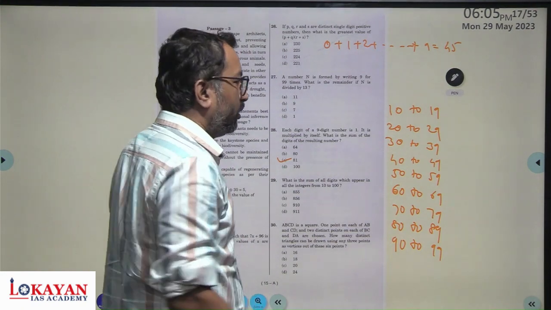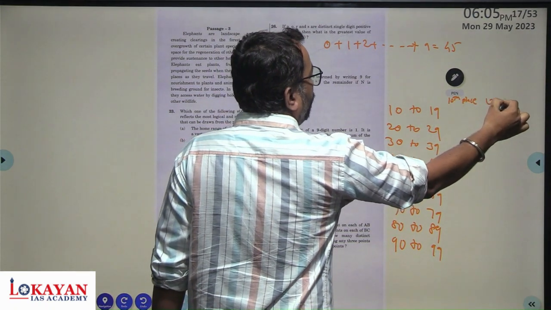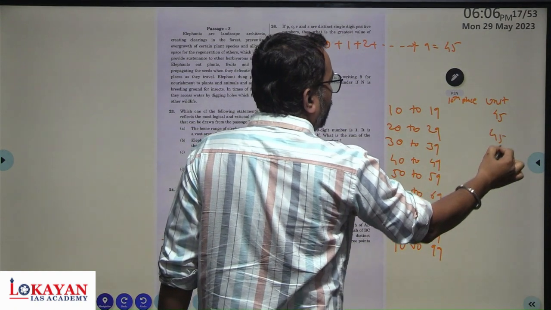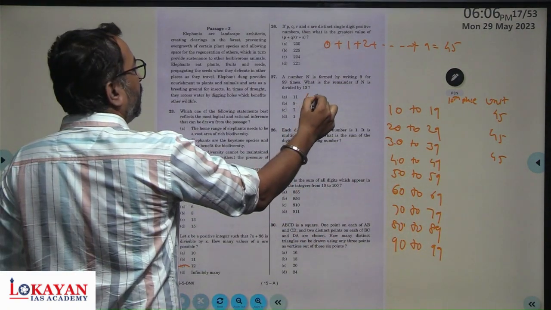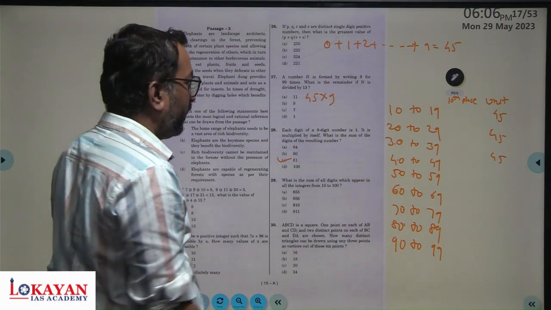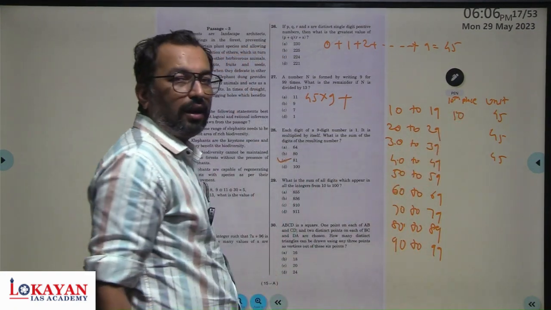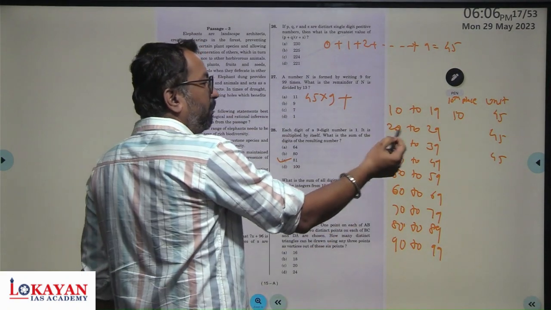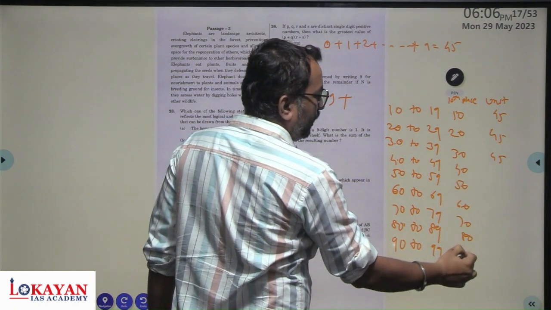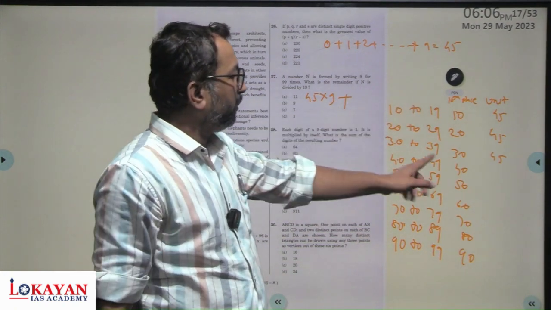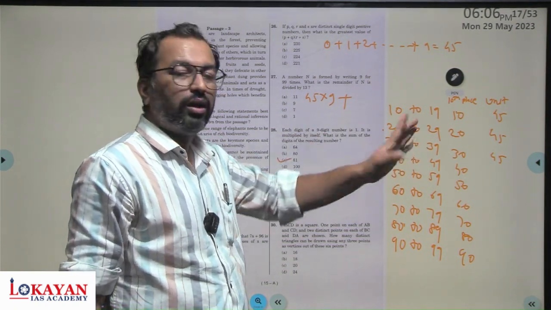The sum is 45. So here I write the tenth place, here I write the unit place. The addition of the unit place will be 45 everywhere. 45 how many times? 1 2 3 4 5 6 7 8 9. So 45 into 9 will be the addition of the unit place. Plus, in 10 to 19, how many times is 1 in the tenth place? 10 times. Now we look at the tenth place: 2 is in the tenth place 10 times, so 2 into 10 is 20. 3 is 10 times, so 3 into 10 is 30. And so on: 20, 30, 40, 50, 60, 70, 80, 90.